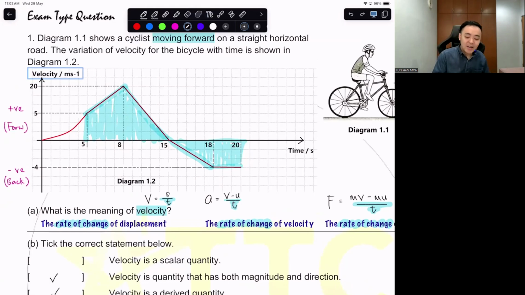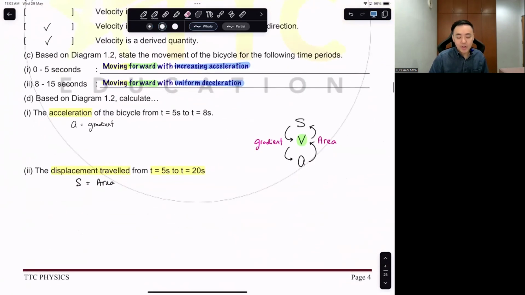Now we try. Okay, not we try, you try. I already gave you the answers. You help me calculate both of these questions. I'll give you some time, you try, and then I discuss the answer with you.